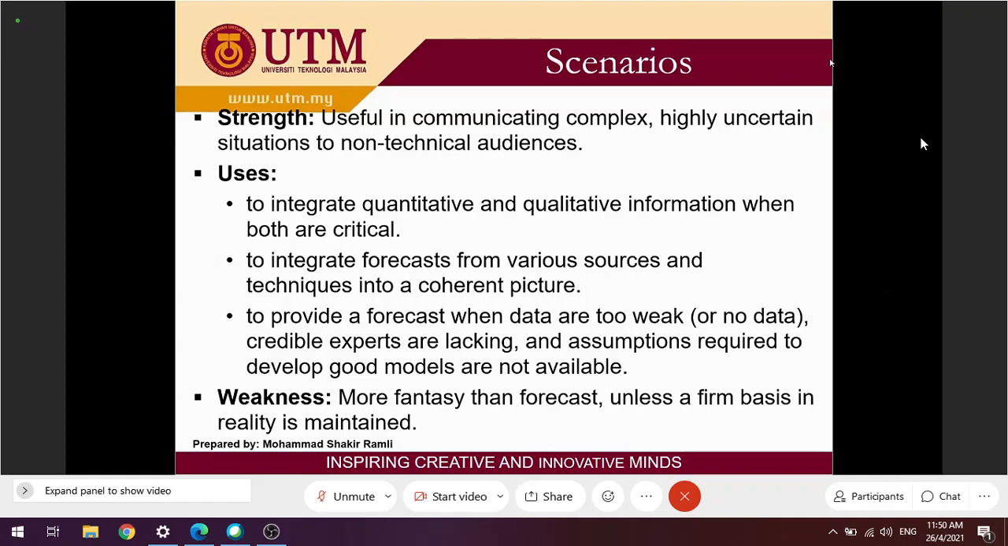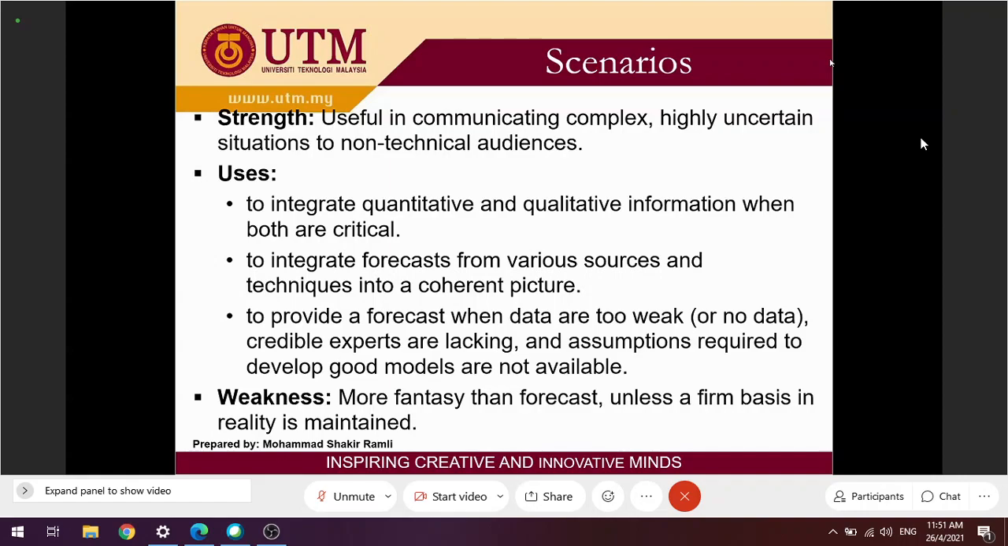Okay, the weakness of this technique, scenario building, is that it is more fantasy than forecast. That's the weakness of the usual results of the scenario: more fantasy than forecast, too much imagination or imaginary than facts.